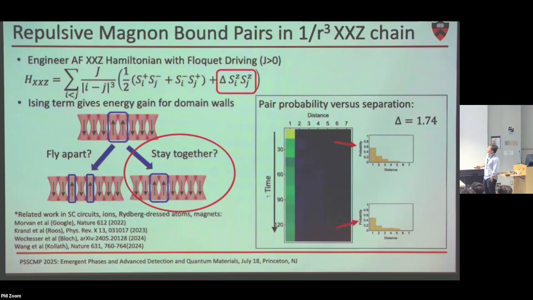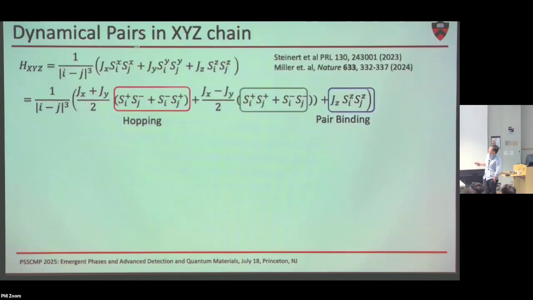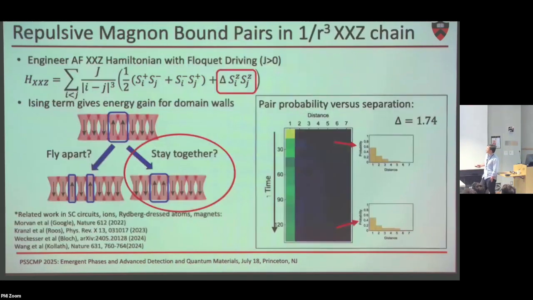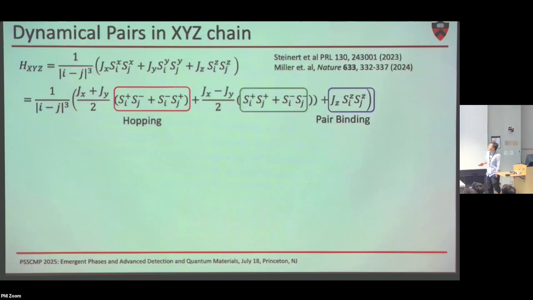So we can ask about something related. Instead of asking what happens if I put two flipped spins in my system, I can ask, can the system dynamically generate these pairs out of the fully polarized vacuum state? And it turns out, simply by making Jx and Jy different, you can actually do this. And as I told you earlier, with this Floquet engineering system, we have full control over the strength of these. And the way to see this is as follows.